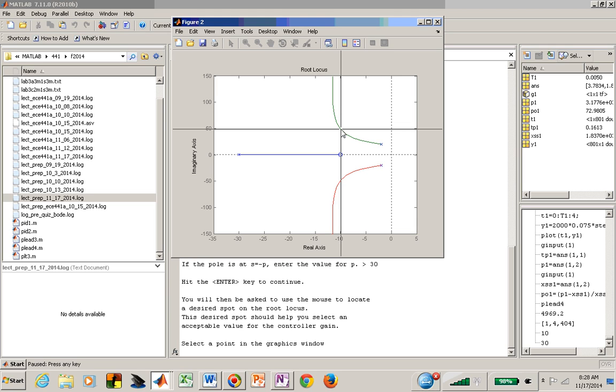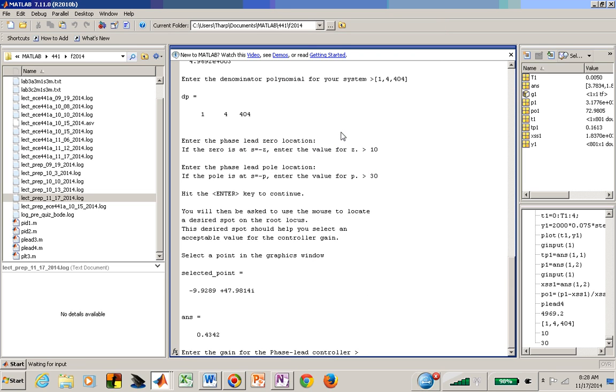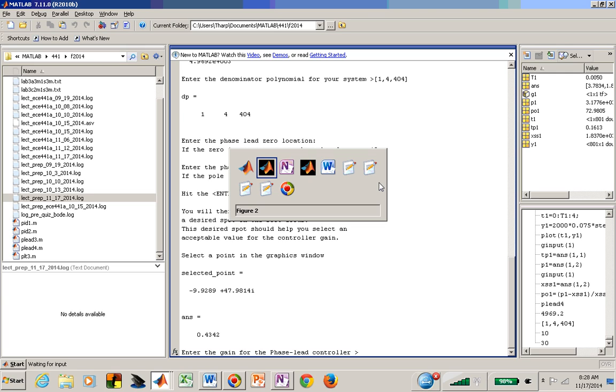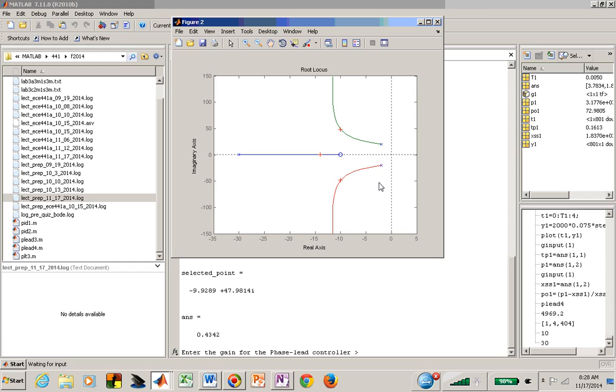And you don't have to be that accurate. This now puts you in the ballpark. This now says that a gain of 0.43, and do you see the plus signs, the red plus signs? That's actually where you would be, or that's where I clicked, and for that gain, I'm going to have a closed loop pole at about minus 15, and the others are going to be at minus 10 plus or minus j47.